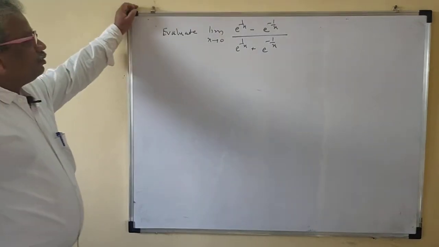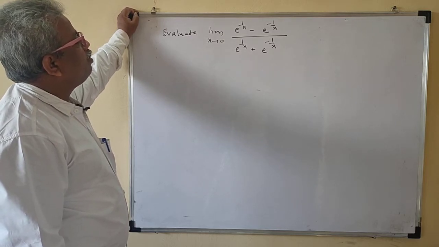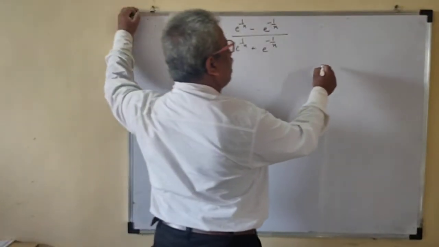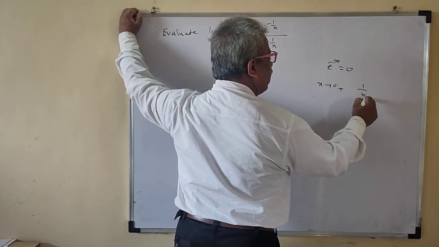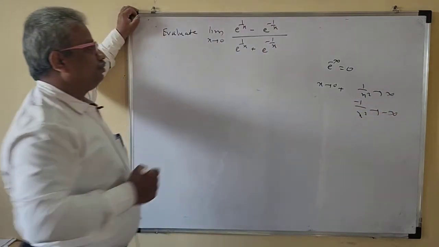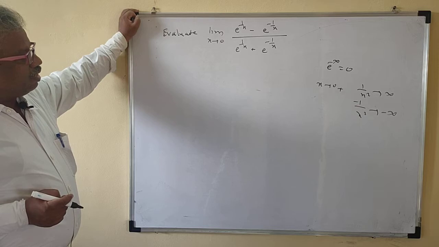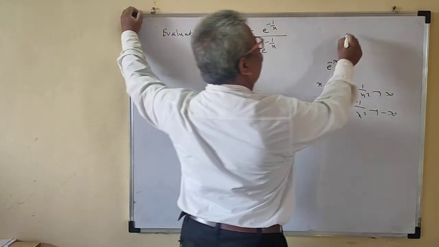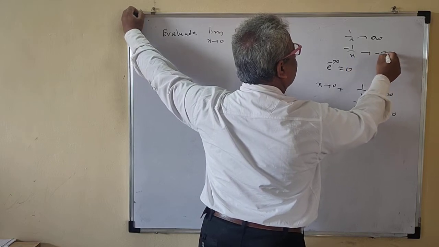Okay. Now see here, x tends to 0. So for this, what we will do? We know that e raised to minus infinity is 0, right? And as x tends to 0 plus, 1 upon x tends to plus infinity, and minus 1 upon x tends to minus infinity. Okay. So this is the rule.